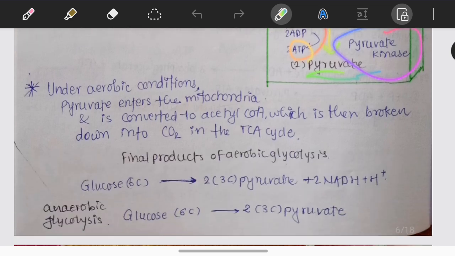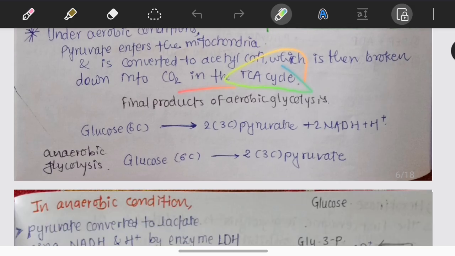Phosphoenolpyruvate is converted into pyruvate by the enzyme pyruvate kinase with formation of 2 ATP. Under aerobic conditions, pyruvate enters the mitochondria, is converted into acetyl-CoA, which is then broken down into CO2 in the TCA cycle. The final products of aerobic glycolysis: glucose, 6 carbons, forms 2 pyruvate of 3 carbons plus NADH plus H+.